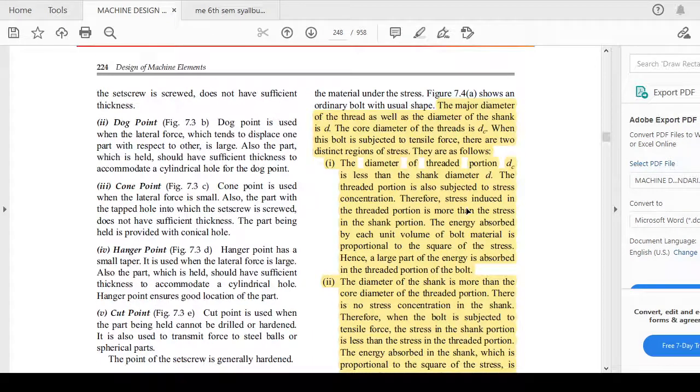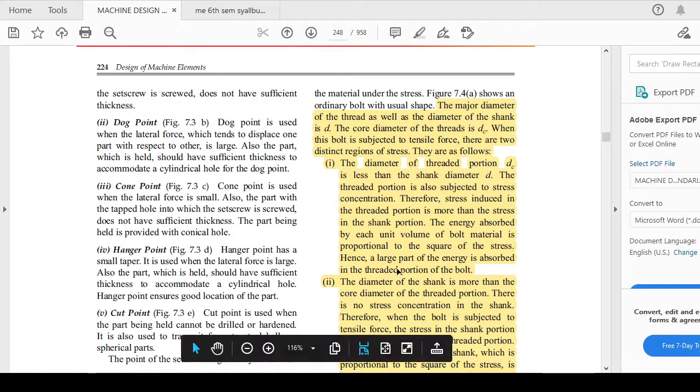Now, the major diameter of the thread as well as the diameter of the shank is D. The core diameter of the threads is denoted by DC. When this bolt is subjected to tensile force, there are two distinct regions of stresses. First, the diameter DC is less than the shank diameter. The energy absorbed per unit volume of the bolt is proportional to the square of the stress, so a large part of the energy is absorbed in the threaded portion, meaning most of the energy of the bolt is absorbed in the threaded portion instead of the head.